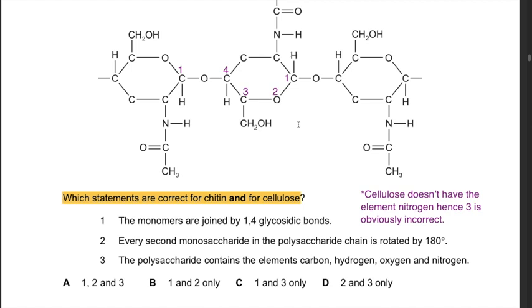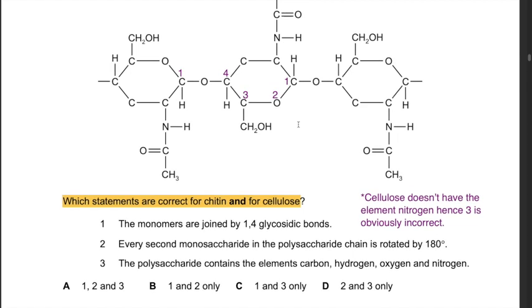Therefore, statement 1 is correct. Statement 2, every second monosaccharide is rotated by 180 degrees. Yes, that can be seen over here because the first and last carbon ring both have the sideways chain branching downwards, whereas the carbon ring in the middle has the side chain branching upwards. That means it must have been rotated by 180 degrees.